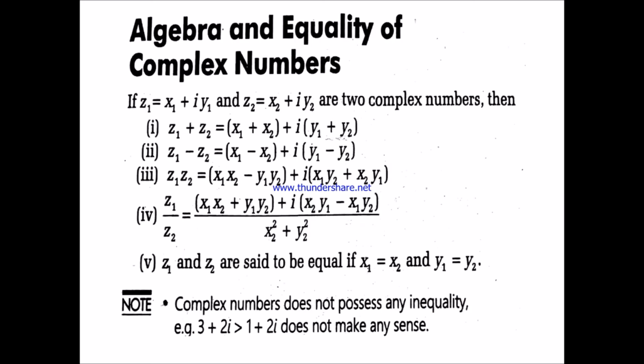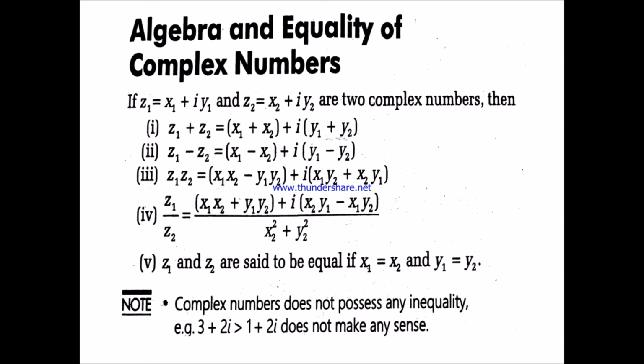Now here are some results based on the algebra and equality of complex numbers. You can just note it down, and there's no need to memorize this, as it's quite basic and you can understand this quite well. What is mostly important is the note: complex numbers do not possess any inequality. For example, 3 plus 2i is greater than 1 plus 2i.